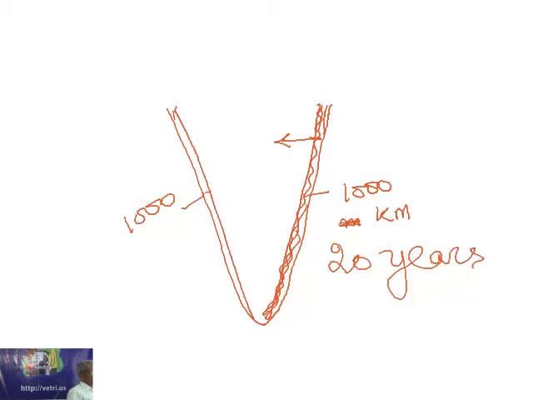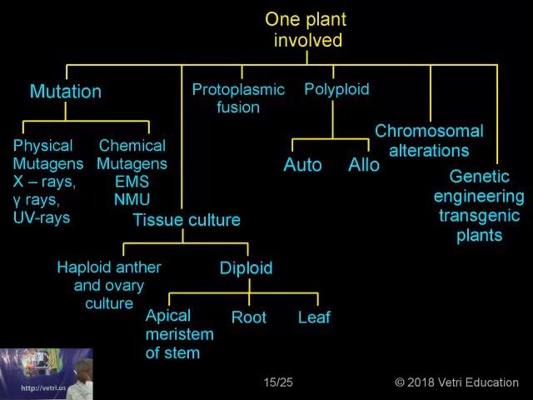Of course, some of the disease resistant varieties we are able to produce. Even drought resistant varieties we are not able to make. And a saline resistant variety is very, very difficult to produce. But still work is going on, and our scientists are working very, very hard to produce these varieties.